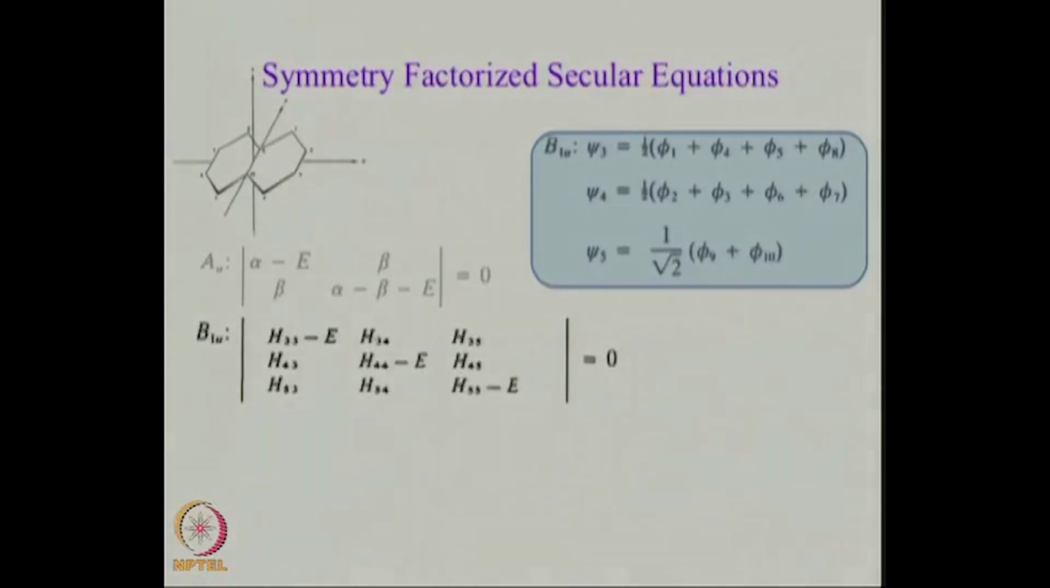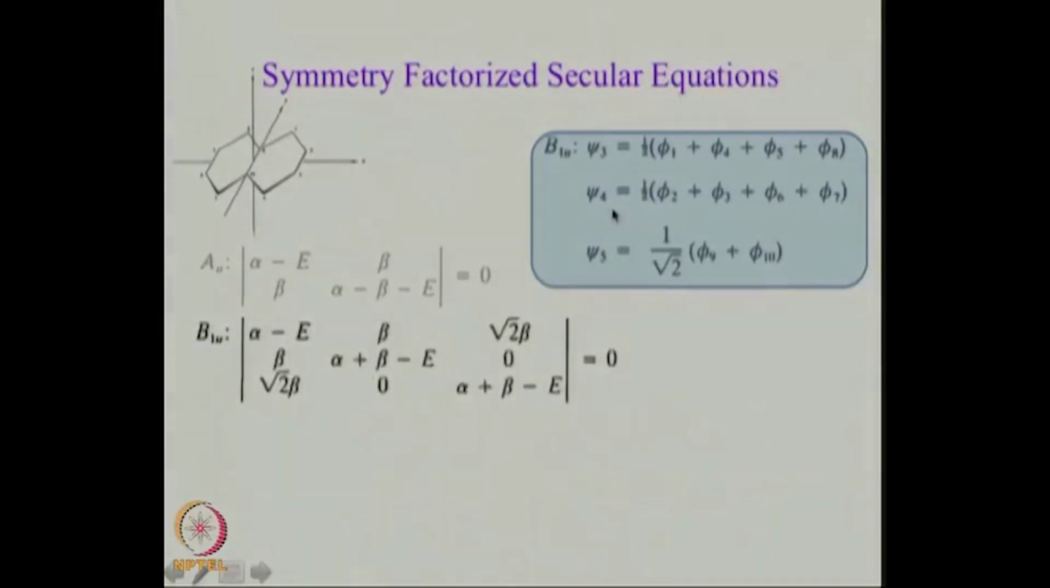Second one, this is the secular determinant for B1U. So I request you to please work this out yourselves. Right now, I will only show you the answer because otherwise it gets kind of boring, but then please work this out yourselves and convince yourselves that this is correct. So, this is B1U, this is the secular determinant for B1U, and these are the linear combinations that I have. If I substitute and simplify, this is what I am going to get.